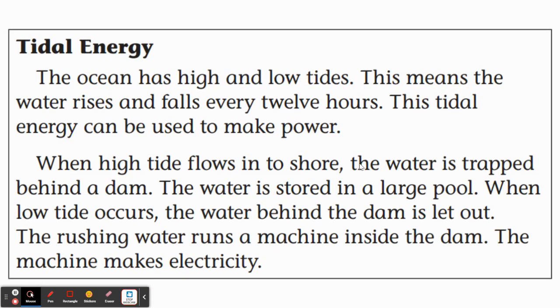Tidal energy. The ocean has high and low tides. This means the water rises and falls every 12 hours. This tidal energy can be used to make power. When high tide flows into the shore, the water is trapped behind a dam. The water is stored in a large pool. When low tide occurs, the water behind the dam is let out. The rushing water runs a machine inside the dam. The machine makes electricity.